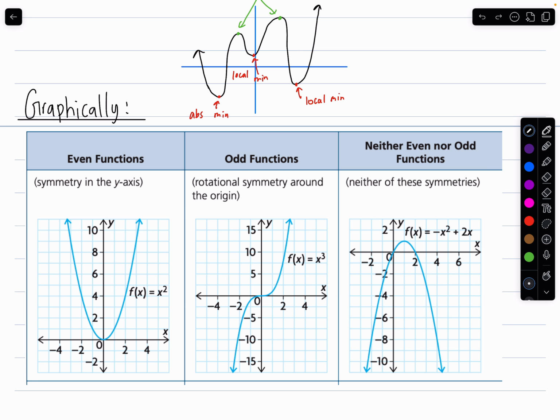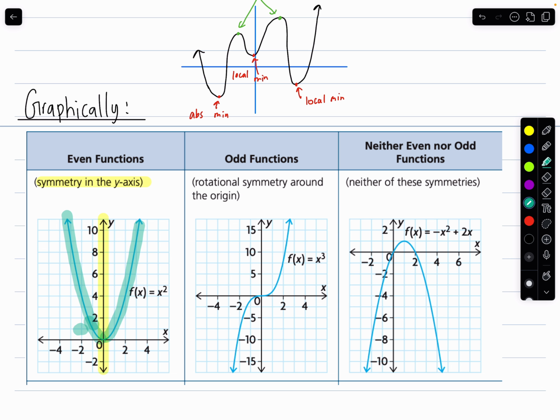So what is an even function graphically? An even function is a function that has symmetry in the y-axis. So if you look at this y-axis right here on this graph, if I take the right side of this function and I literally fold the paper in half, it's going to appear as this function. So this is an even function because they're literally symmetrical across the y-axis.